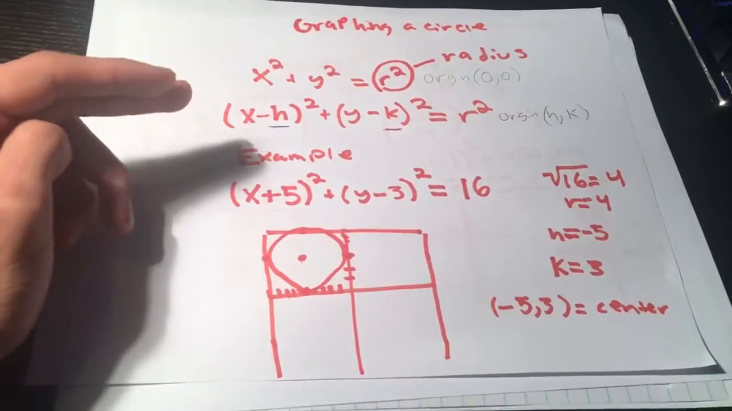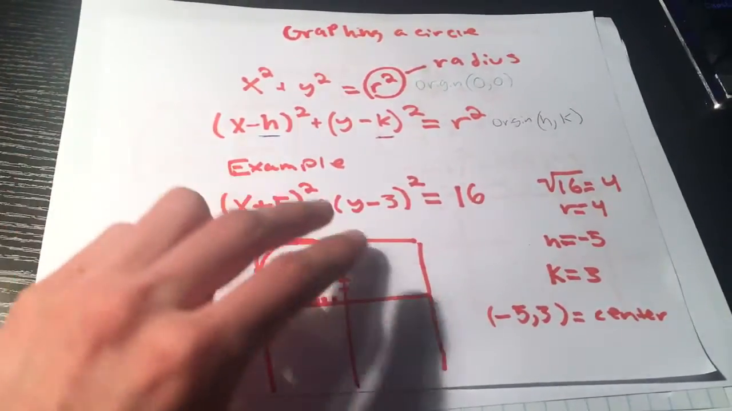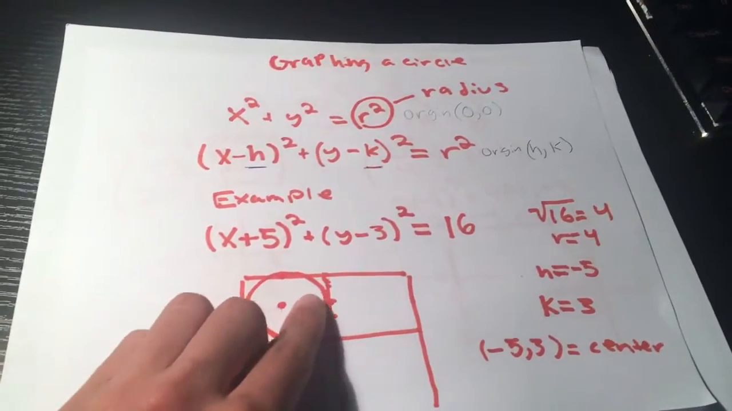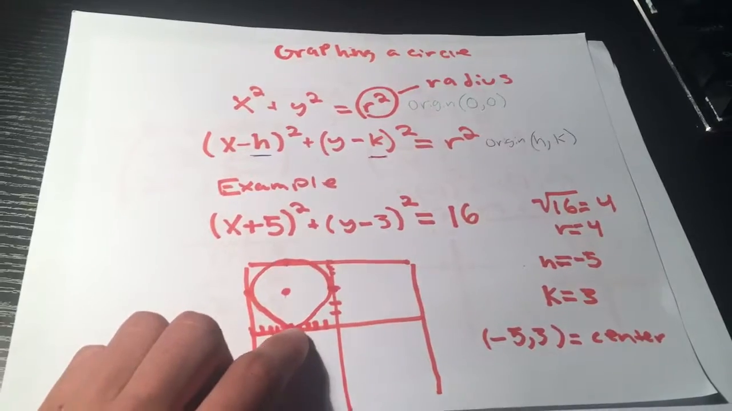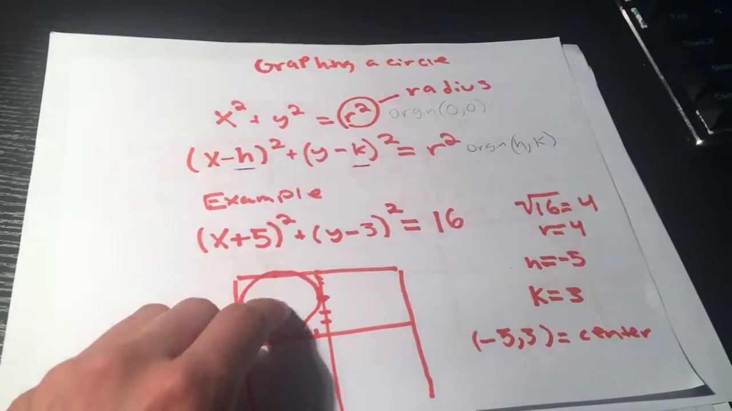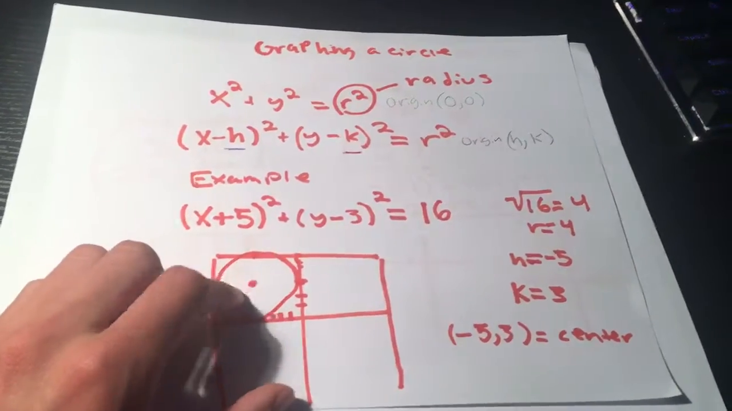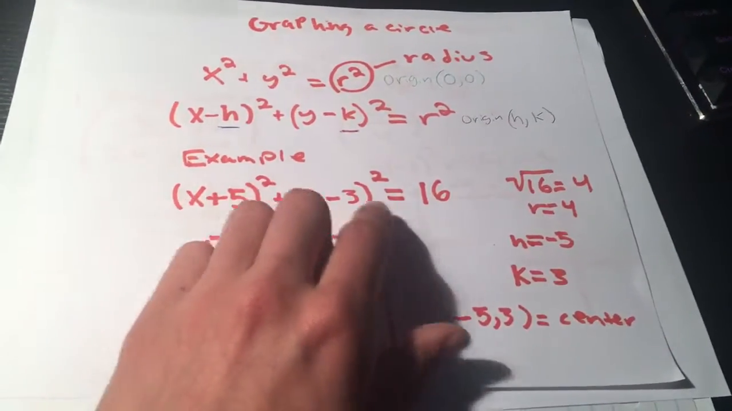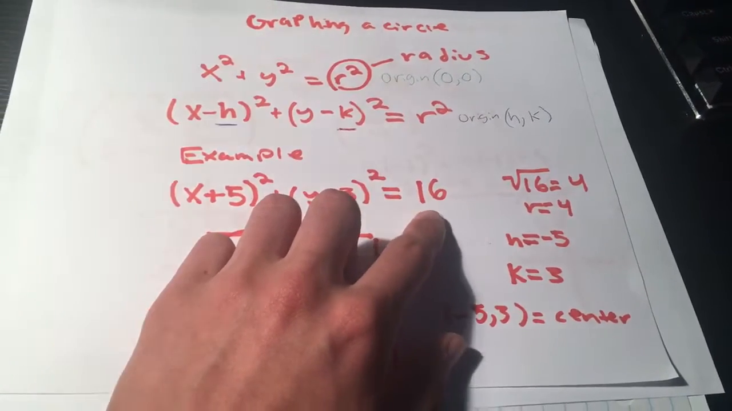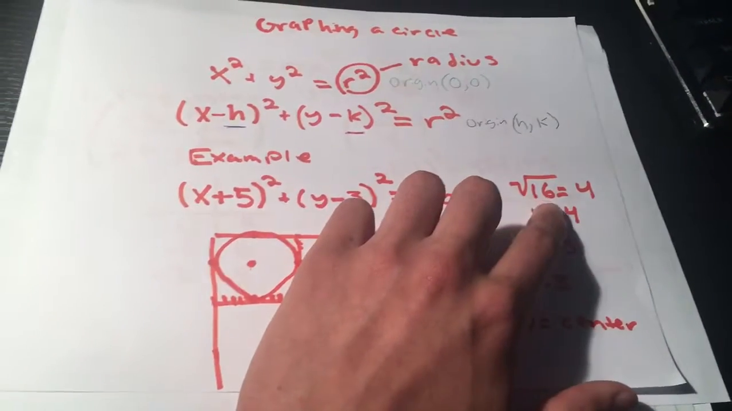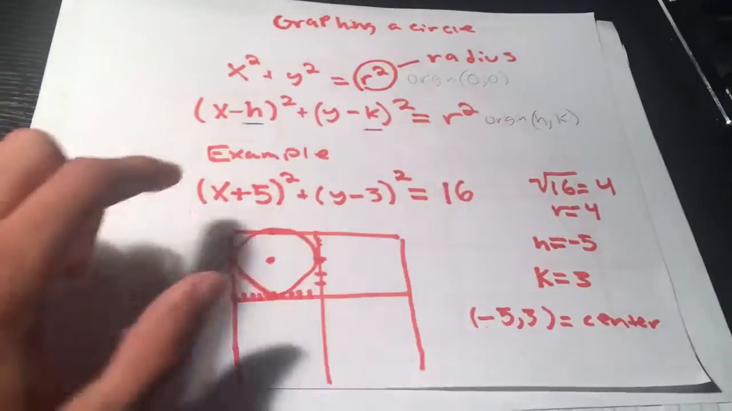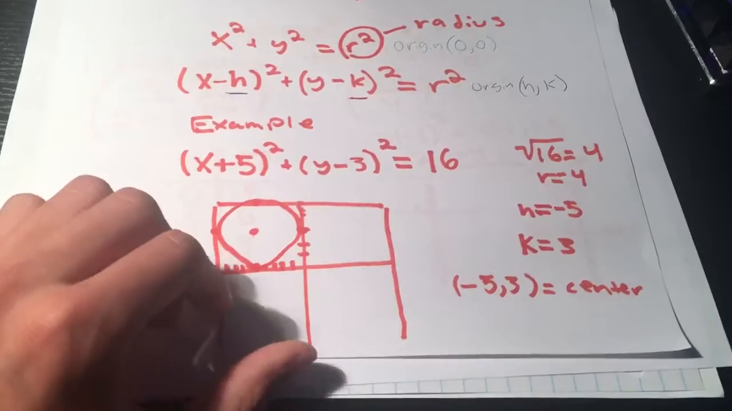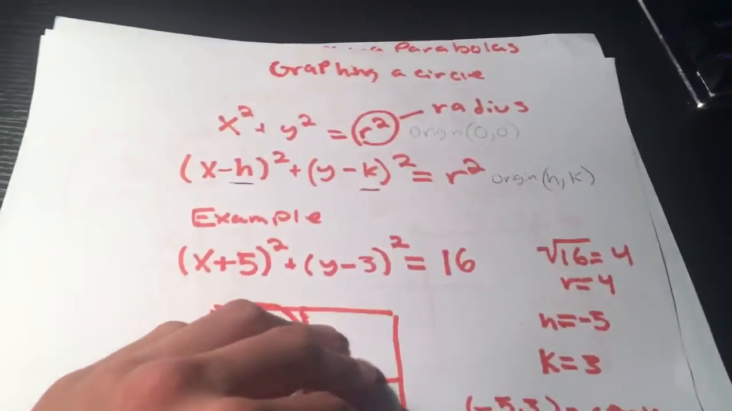And here's an example. So I made sure it was adding 5, so you have to do the opposite. You go backwards 5, and then you add 3 because it's minus 3. That's how you find the center, as you can see right there, -5, 3. And to find the radius, you just take the square root in this case. The square root of 16 is 4, so the radius is 4. Pretty nice. That's how you graph it. Not too bad.